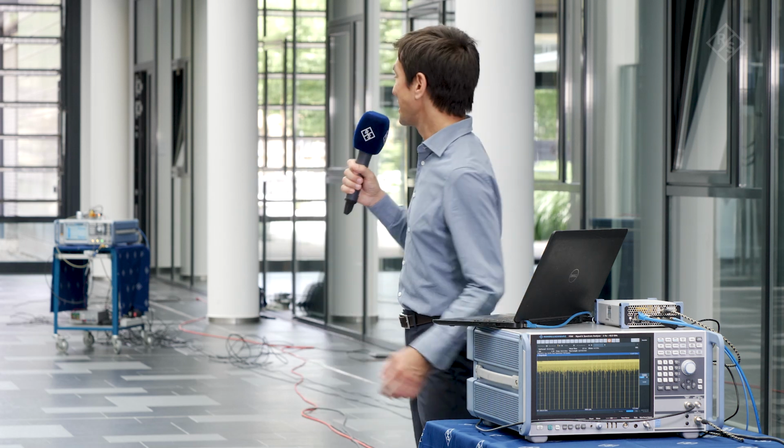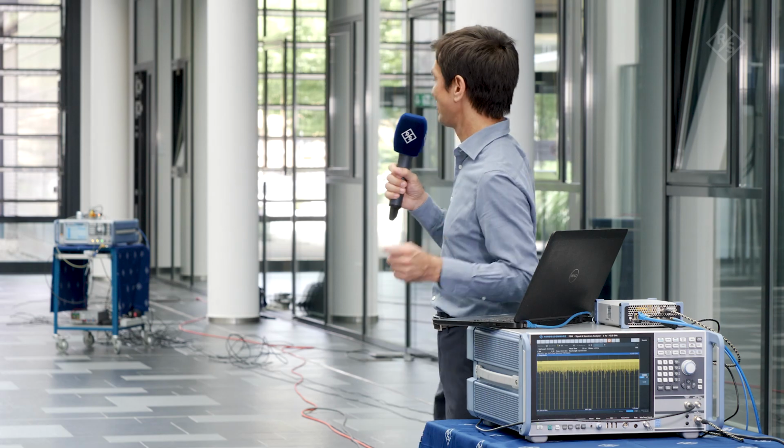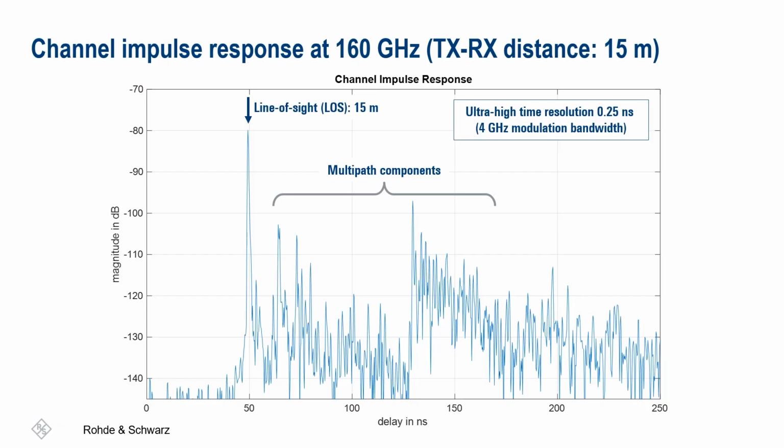Okay, so now let's have a look at our second measurement. We increase the distance between the transmitter and the receiver to approximately 50 meters. In the measurement itself, you can see again the channel impulse response, and the first line of sight peak is, of course, delayed compared to the previous measurement. And you see other reflections from the environment.